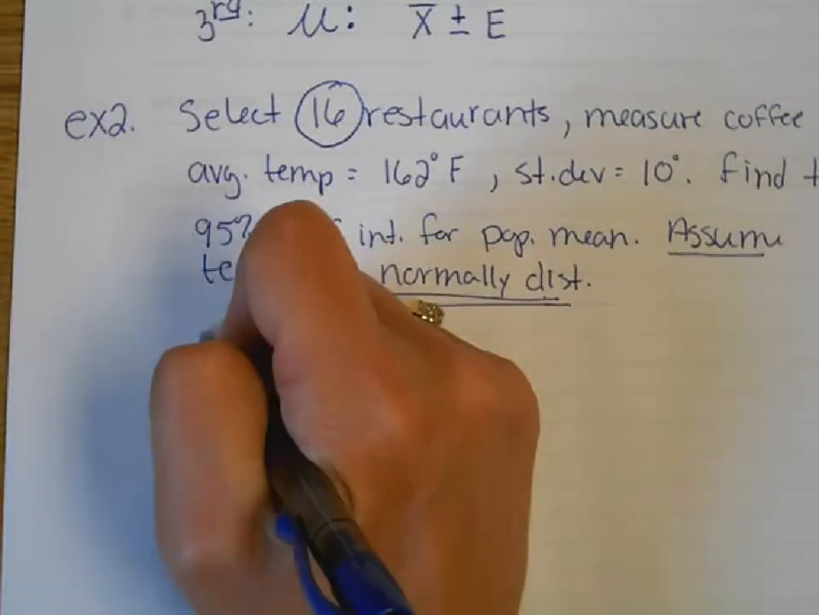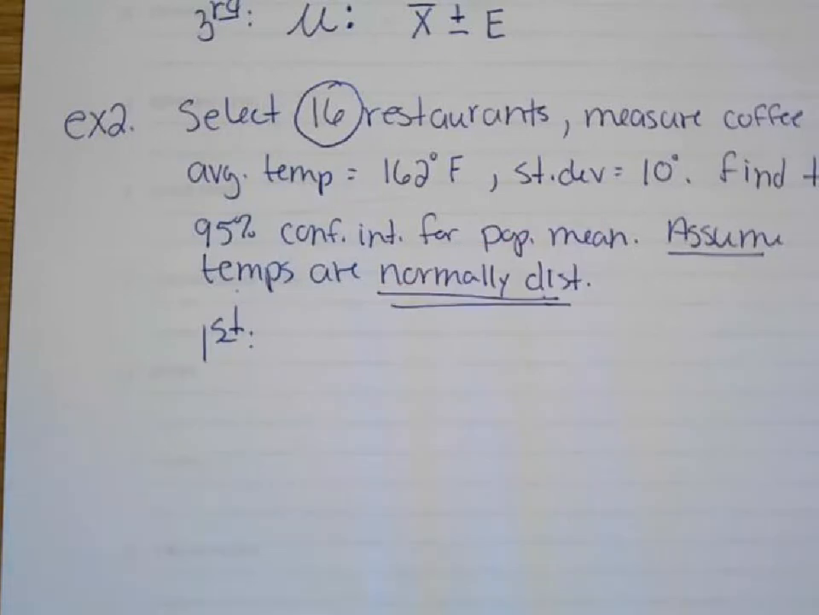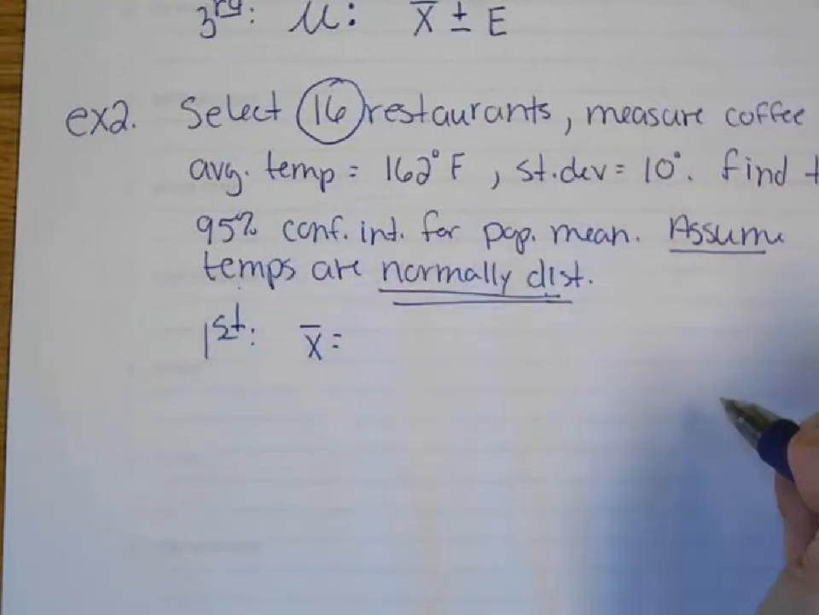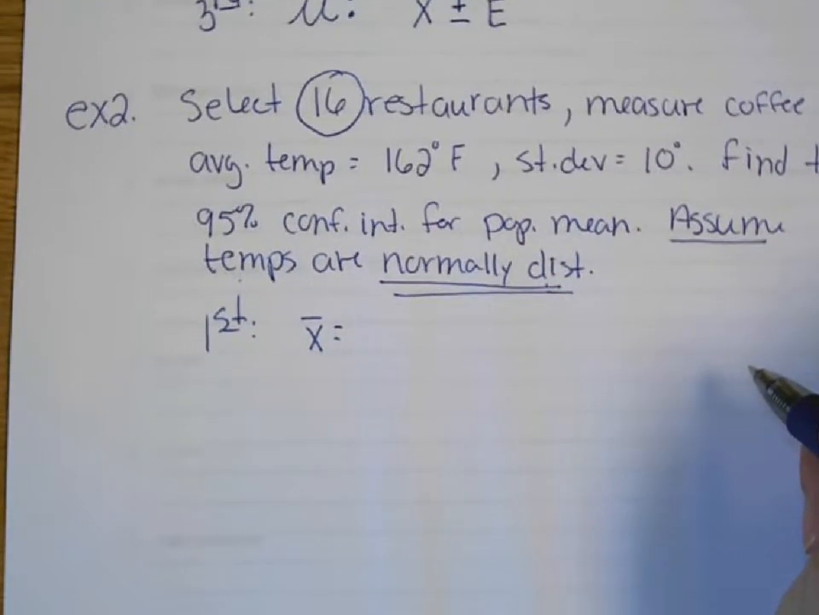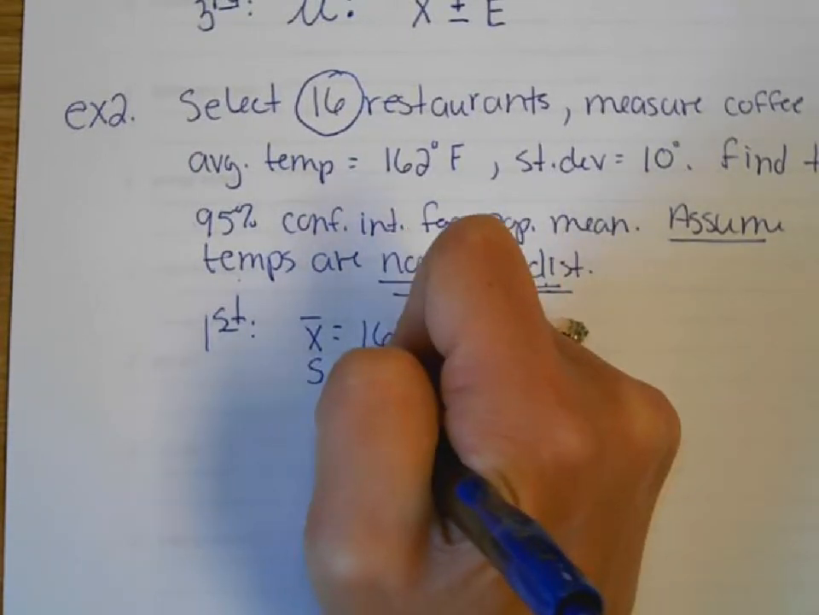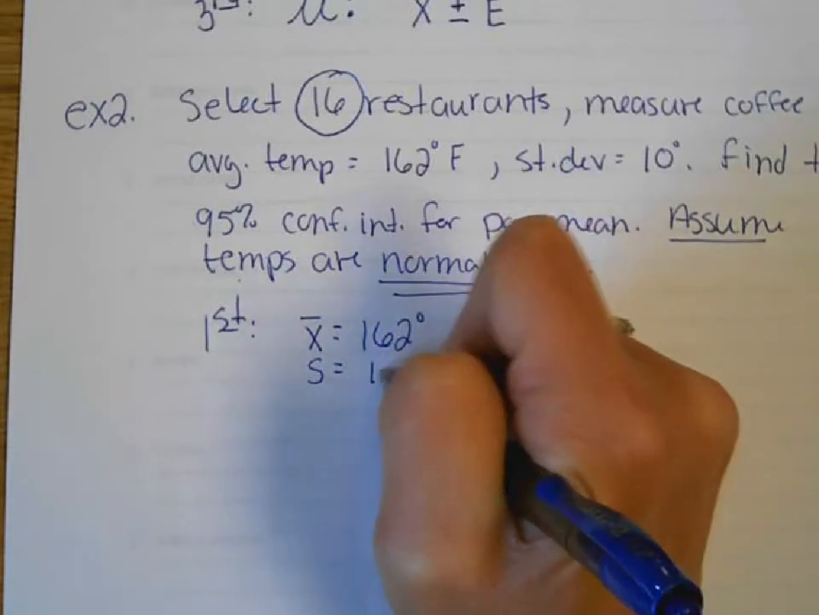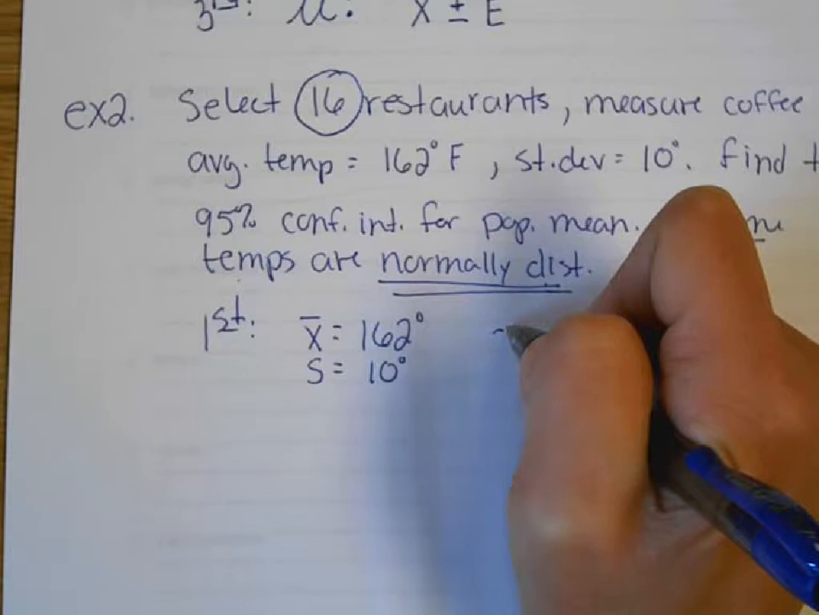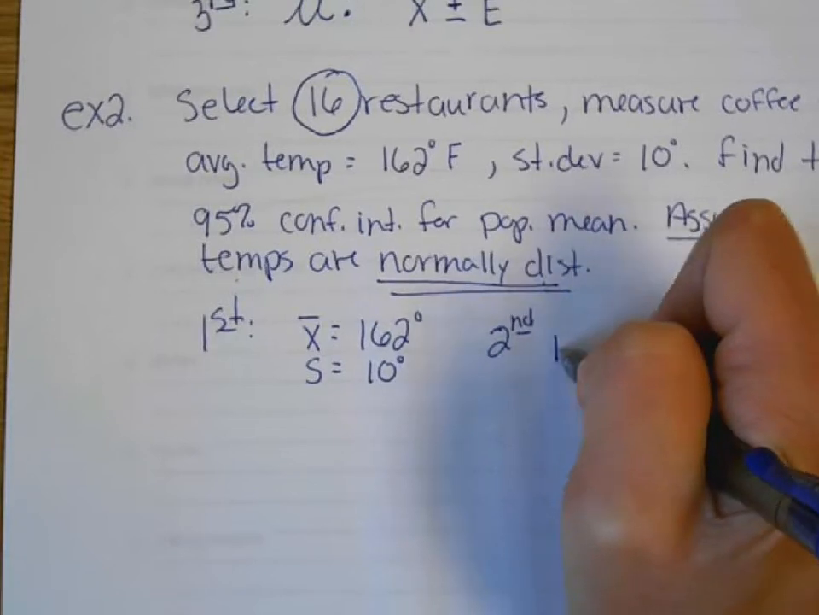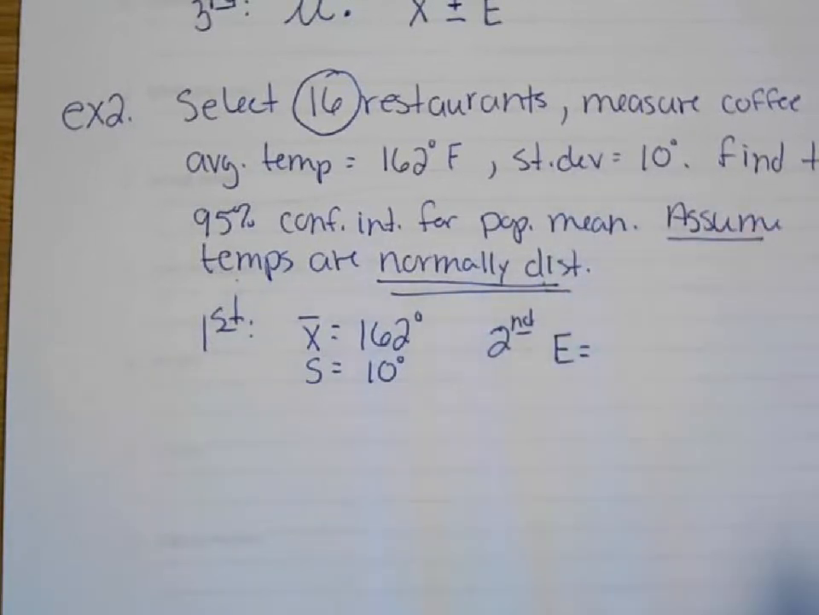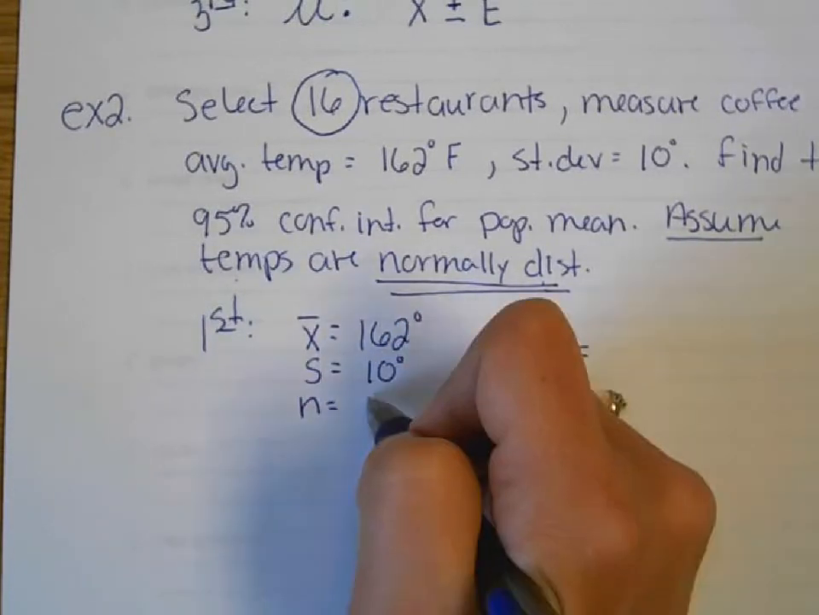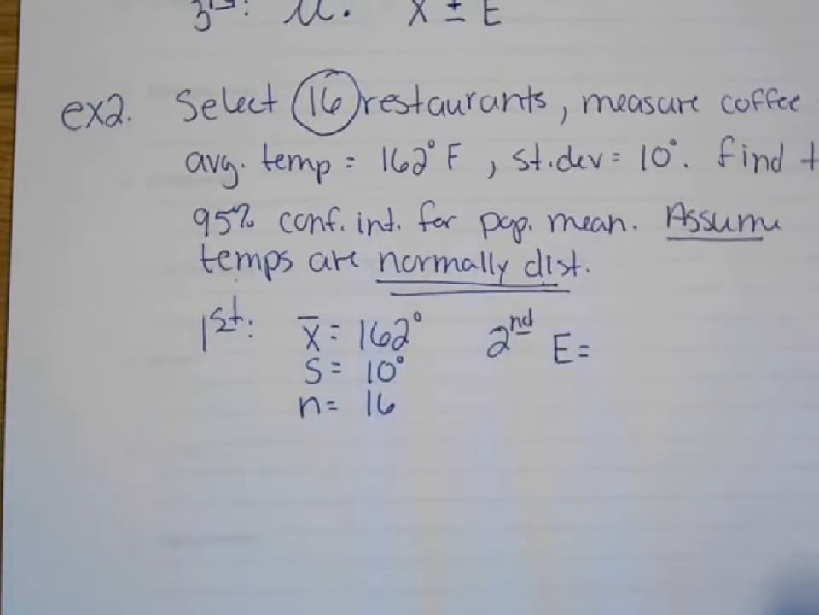So, first step. Identify our important information that we're going to use. I need the sample mean. What is it? 162 degrees. I would like to know my standard deviation. 10 degrees. Second step is to find big E. Oh, I could identify N. What's my N? 16. That's just a little helpful to plug into the formula.